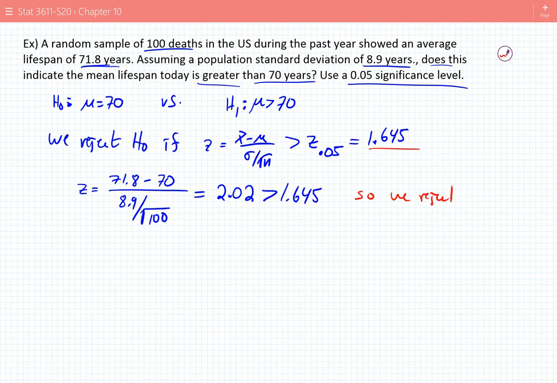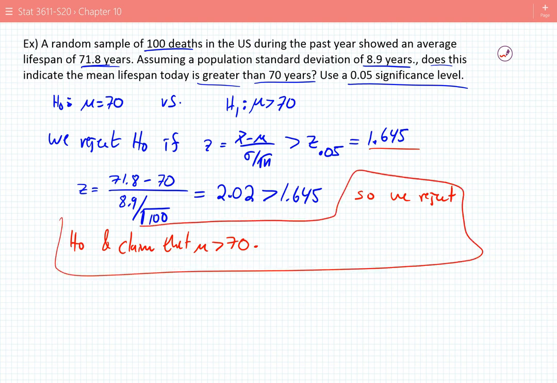So we reject the null hypothesis. We reject the null hypothesis and claim that the population mean is now greater than 70. We claim that the average lifespan is greater than 70 at a significance level of 5%. We reject H naught and claim the population mean is greater than 70 at a significance level of 5%. Okay? We're pretty confident, right?